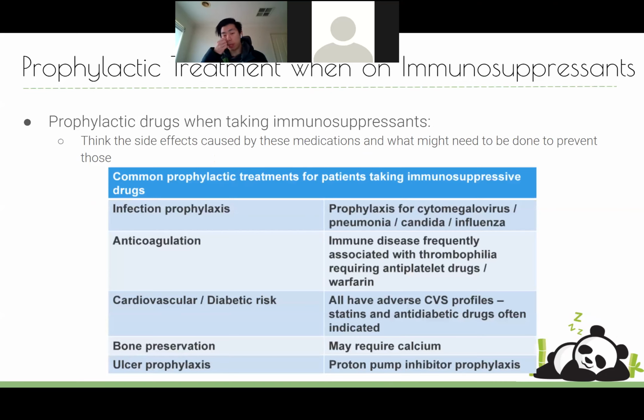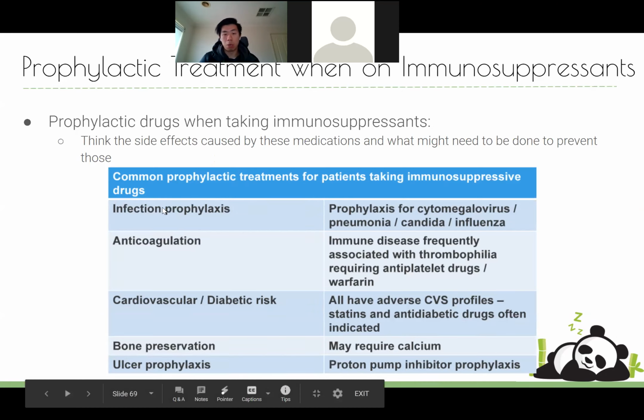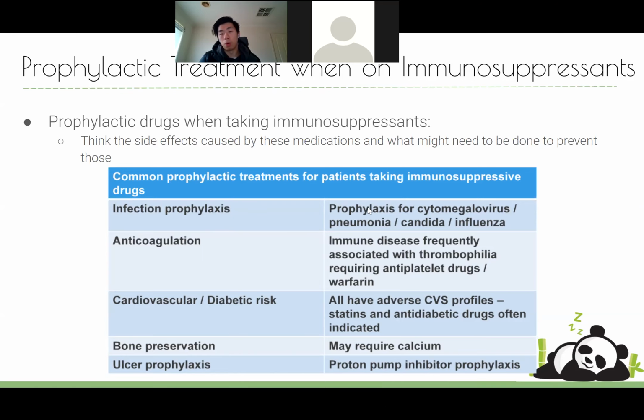Okay, so these are prophylactic drugs you need to take whilst you're on these. Basically, what I want you to think about is what problems they could have when they are on these medications, and therefore prevent them by giving treatment for that. So they can have more infections because they have terrible white cell counts. So you can give them prophylactic antibiotics, for instance, or prophylactic immunizations, things like that.